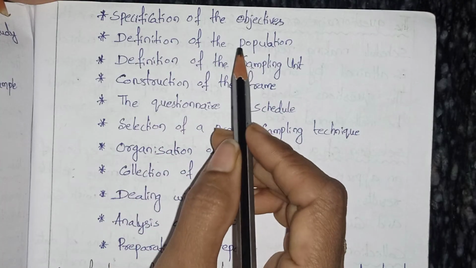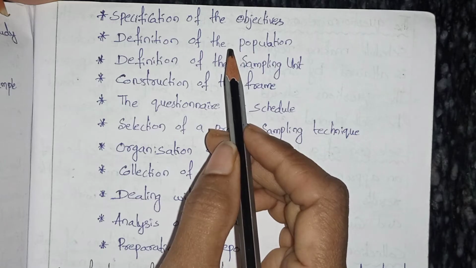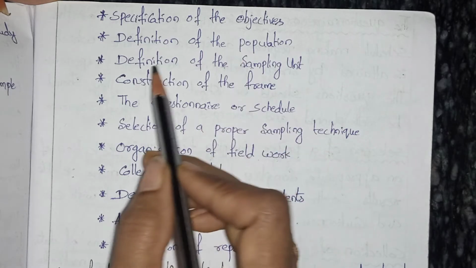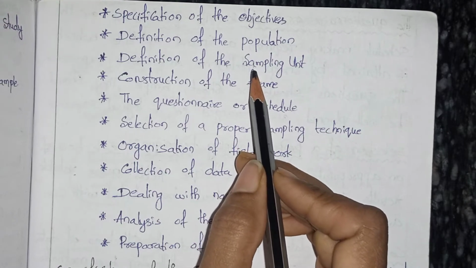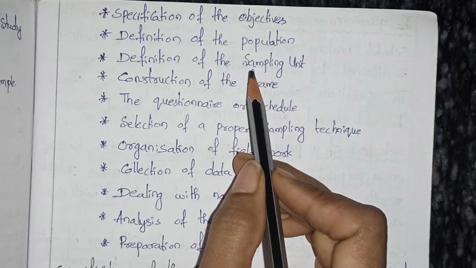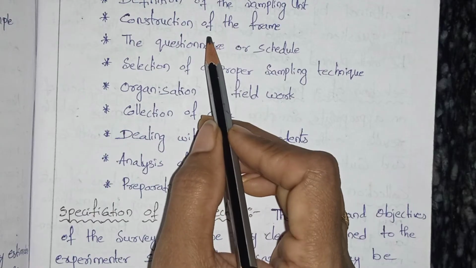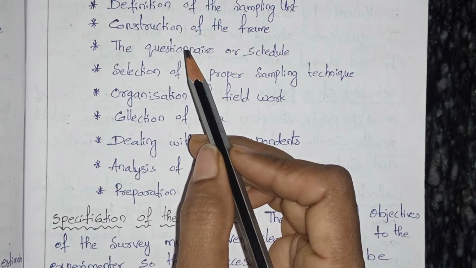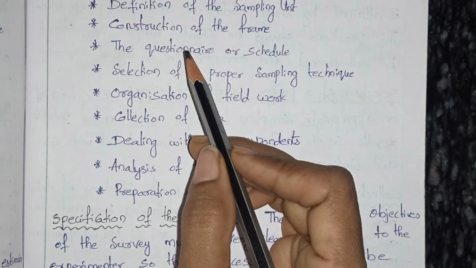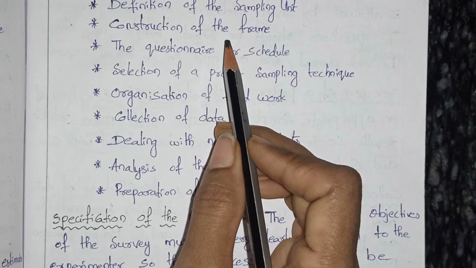Next, definition of the population. That means for doing the survey, from where we are going to collect the information, which area we are going to select. Next, definition of the sampling unit. In the population, what are the units, what are the observations we are going to select. Next, construction of the frame. It means the full detail about the sampling unit. In this frame, we mention all the details about the sampling units.